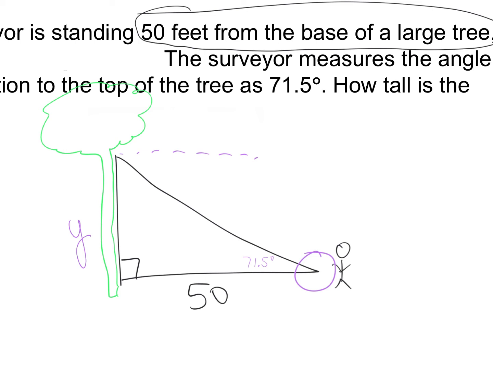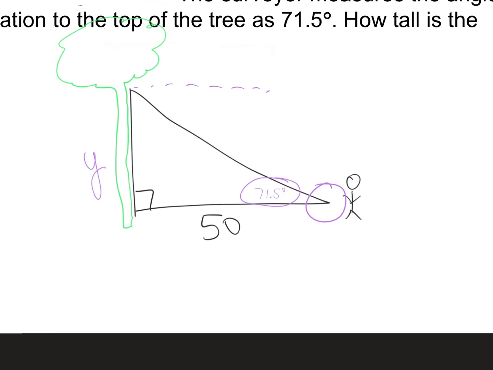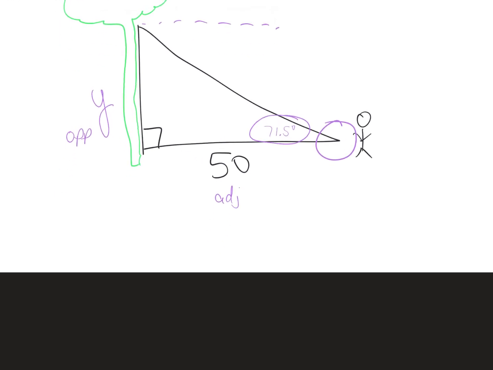Now, from the information they gave you, we haven't solved anything. I want to know how tall that tree is. This is my theta. This is the angle that they gave me. What is y and what is 50? Y is my opposite and 50 is my adjacent, okay? So now I have to think, all right, I know a trig function that uses opposite and adjacent. What is it? Tangent. So I'm just going to set up my problem. Tangent of theta, okay, they told me theta is 71.5, equals opposite over adjacent.